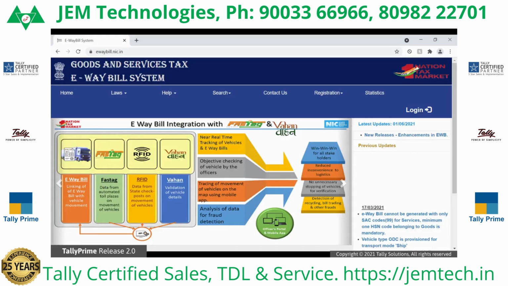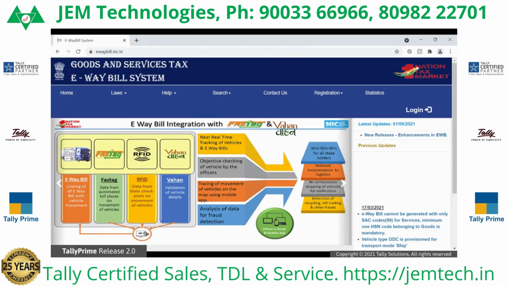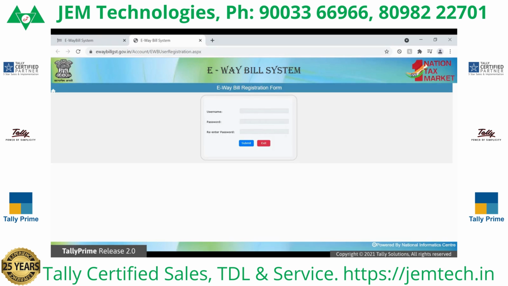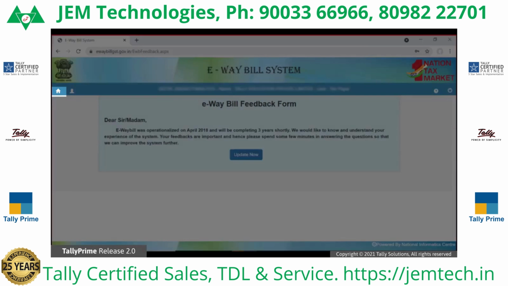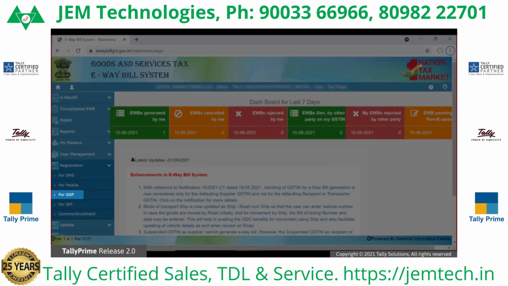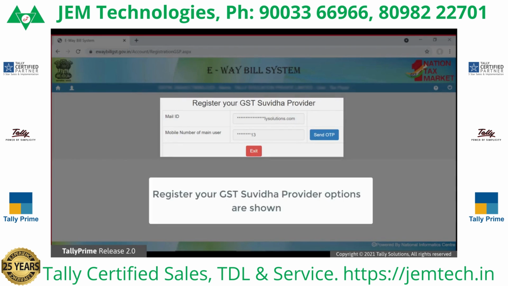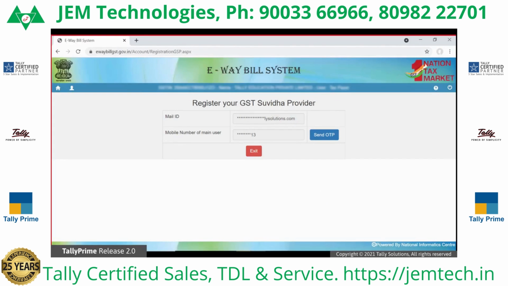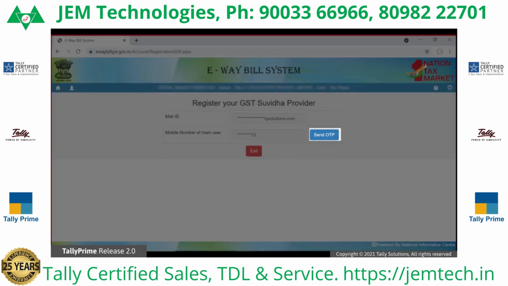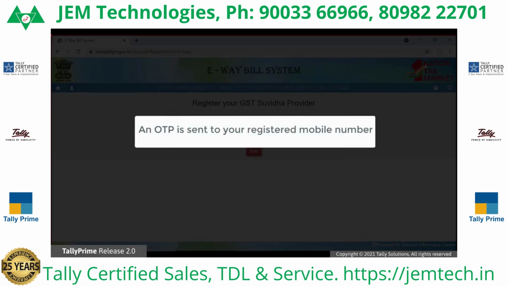To select Tally as your GSP and create API user on e-way bill portal, log in to the e-way bill portal. Go to Home page. Click Registration and then click for GSP. Register your GST Suvidha Provider screen is displayed. Click Send OTP. An OTP will be sent to your registered mobile number.